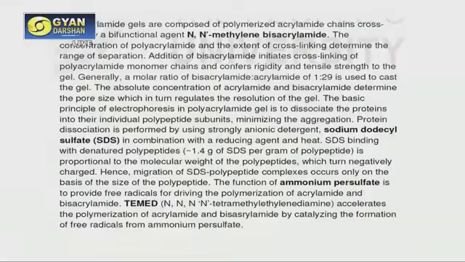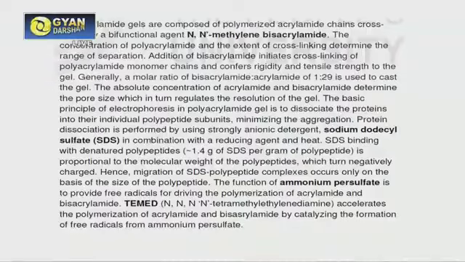So polyacrylamide gels are composed of polymerized acrylamide chains cross-linked by a bifunctional agent, that is methylene bisacrylamide. So you have to take both of these. If you need to prepare a polyacrylamide gel, you have to take acrylamide as well as methylene bisacrylamide. Now the concentration, again, you have to use 1:29.